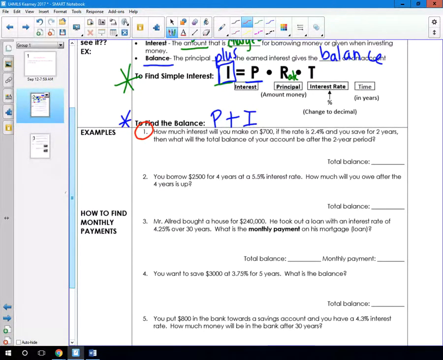Okay, so let's box in. We had 2 questions there. We first saw how much interest, and then it said, what will the total balance be?